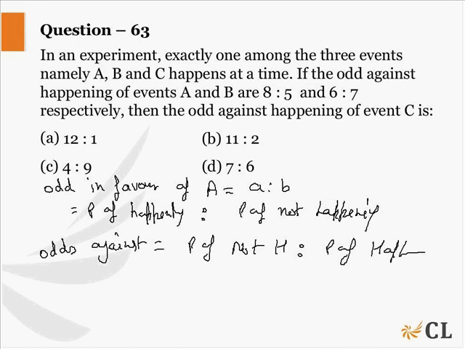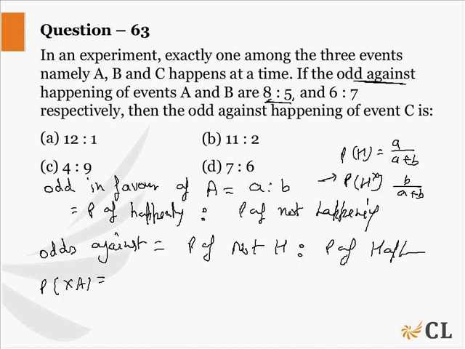Right. So using first, I can say probability of happening is A upon A plus B, and probability of not happening is B upon A plus B, and here it is reverse. Not happening is A upon B, and happening is B upon A plus B. So odds against A is 8/5. That means probability of not happening is 8/13. Probability of A not happening is 8/13. So probability of happening A is 5 by 13. Similarly, probability of not happening B is 6 by 13. So probability of happening B is 7 by 13.